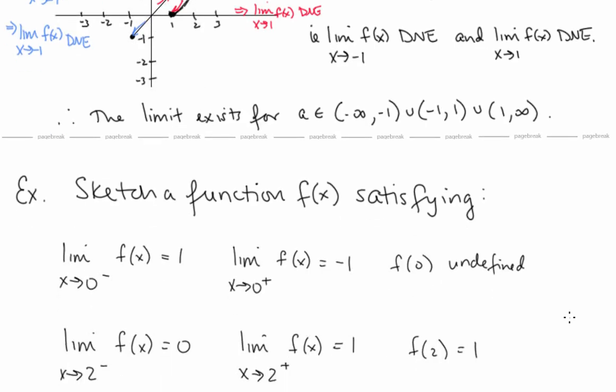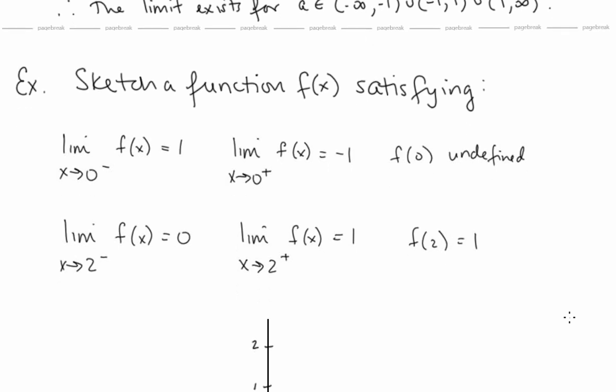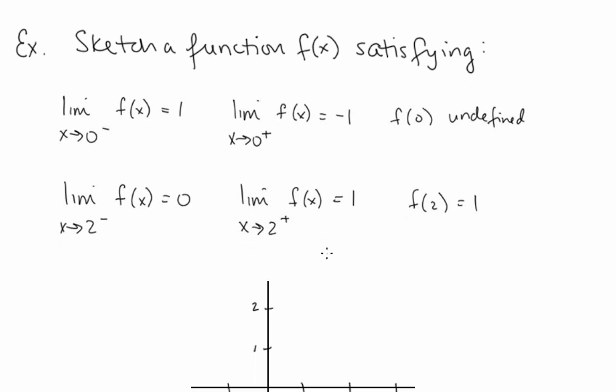Let's take a look at another example. Sketch a function f of x satisfying these qualities. We want the limit as x goes to 0 from the left of f of x to be equal to 1. The limit as x goes to 0 from the right of f of x to be equal to negative 1. We want f of 0 undefined. We want f of 2 equal to 1. And the limit as x goes to 2 from the left of f is equal to 0. The limit as x goes to 2 from the right of f is equal to 1.